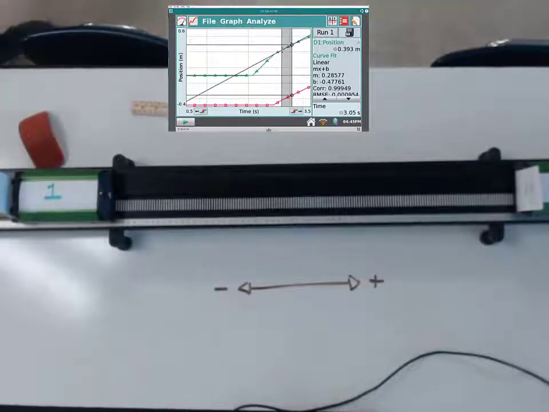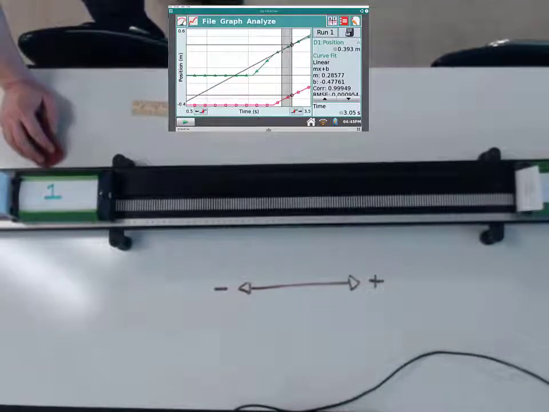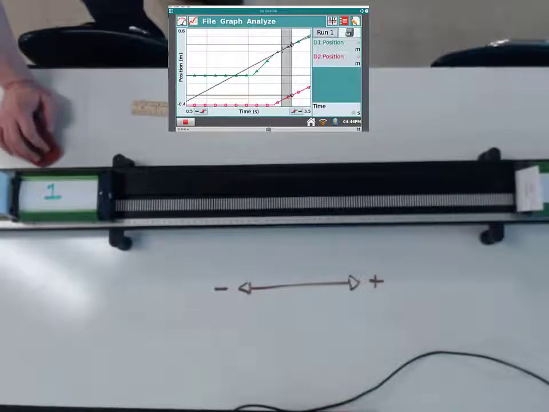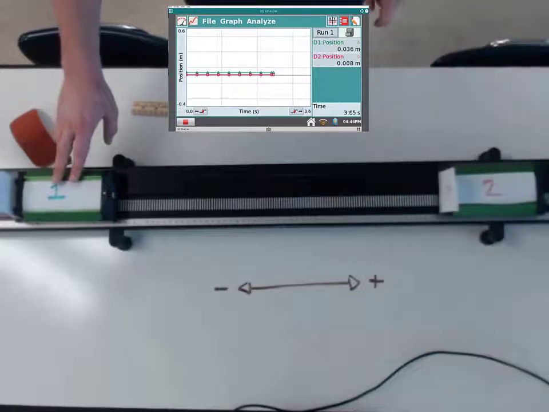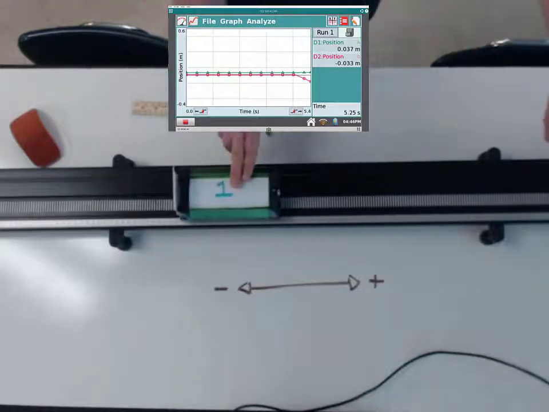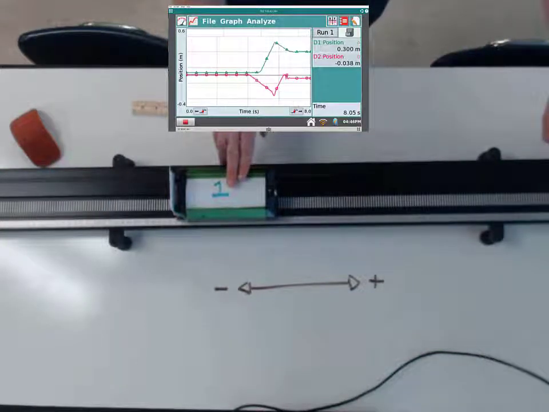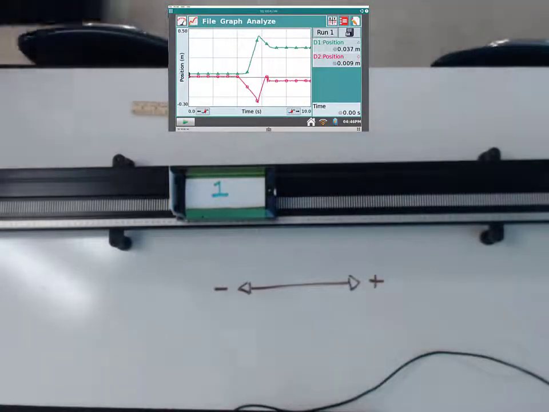Try to make the cart number 1 go faster. And again, this is the elastic collision. Try to get our green one to go faster. So there's that, and okay, let's see what this looks like.